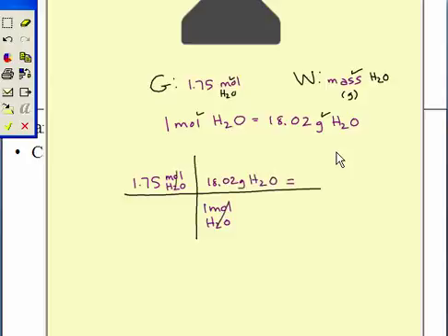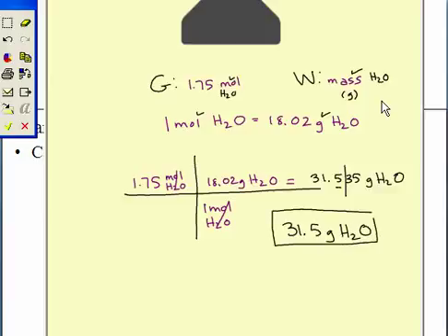And my moles of water cancel out. And my calculator tells me 31.535 grams of water. Now let's look at, does this answer make sense? This is almost 2 moles. A mole is 18 grams, so this is almost 2 times 18, so yes, my answer makes sense. Now let's look at sig figs. I'm given 3 sig figs to begin with, so this is my last allowable significant figure right here. I look to the right, 3 is not greater than 5, so my final answer in correct significant figures is 31.5 grams of water.